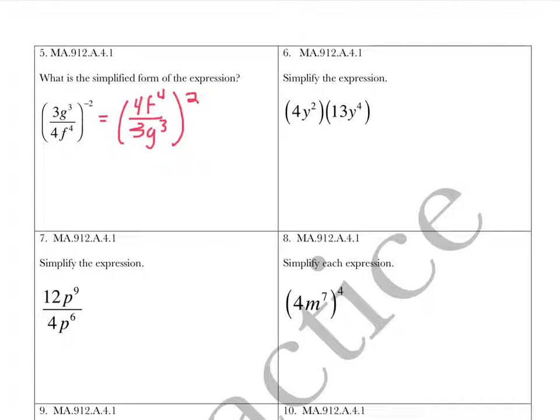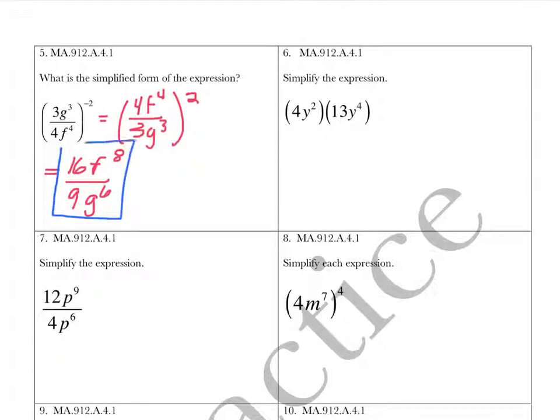But the power of a quotient, which is what we have out here, the quotient is the division that's going on inside, means that both the numerator and the denominator are going to be squared. So when I square the numerator, I get 4 squared, which is 16, and then f to the fourth raised to the second power is power of a power rule, so that's going to be f to the 8th, because the power of a power rule is that you multiply the exponents. And then the denominator also gets squared. So 3 squared is 9, and then g to the third raised to the second power is g to the 6th power.